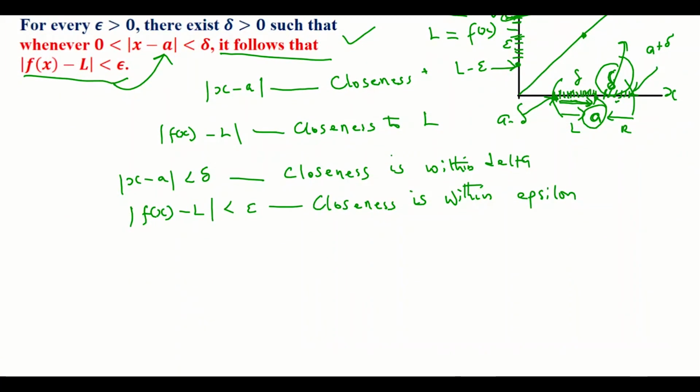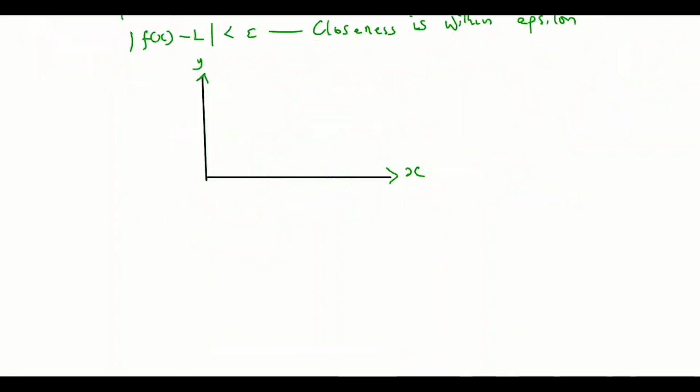So I think I can scroll down a little bit and give you a quick summary again, to make it clearer, then we'll go and solve some questions. Here, this is my y-axis and this is my x-axis. I have a point here. This is point A, and I have an open interval around this A.